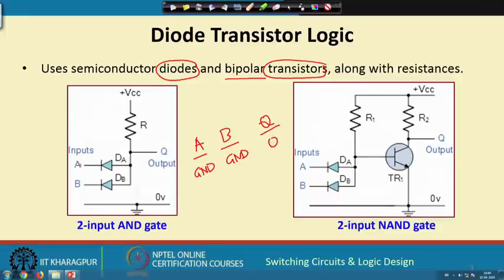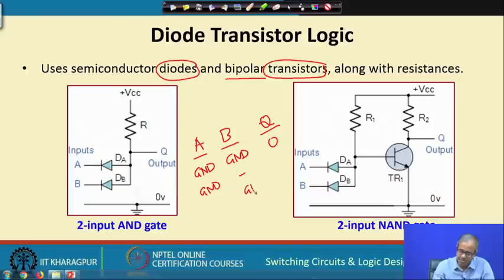This will be true if at least one of the inputs is ground. If A is ground, B can be high voltage also, or B is ground, A can be high voltage also, then also there will be a current flowing path and the same thing will happen, output will be 0. But if both the inputs are at the high plus voltage, then the diodes will be reverse biased, no current is flowing, and the output will be equal to VCC. So, the output will be 1. You see this is the truth table of an AND gate. So, you can realize an AND gate like this.